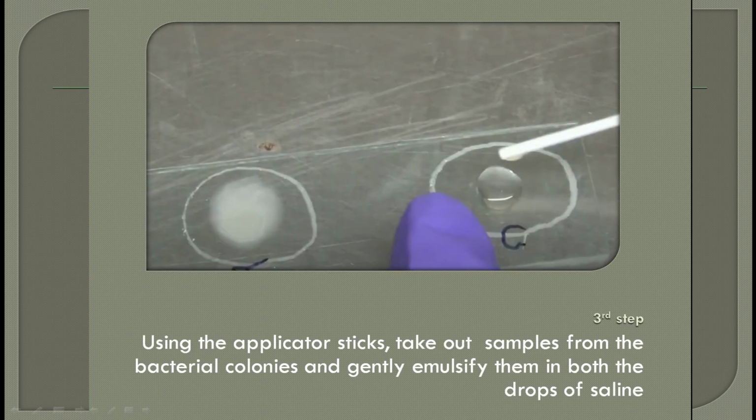Now using the applicator sticks, we will gently take out a little bit of the sample from the 18 to 24 hour growth culture bacterial colony and gently emulsify it in both the drops of saline, so both in the T and in the C. As you can see in the picture, the T has already been done, the emulsification has been done, and you can see that it has become cloudy white because we have mixed the bacteria in the sample. In the C, we are about to do that. That's when the picture was taken.